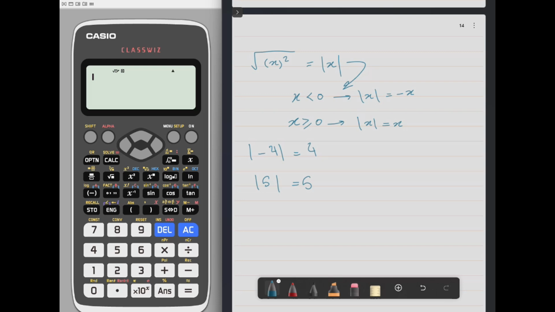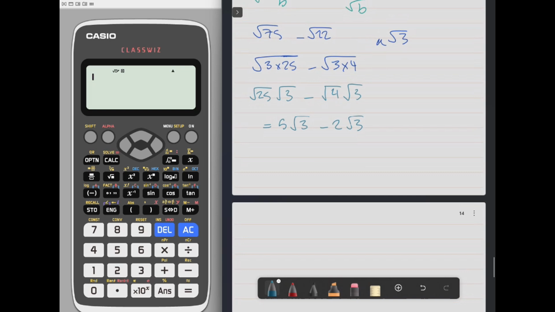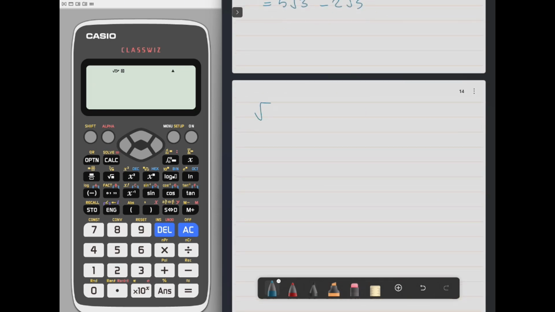If your number is negative, then it will be multiplied by minus 1. And if your number is non-negative, which is 0 and positive numbers, you will have the number itself, and the modulus will not do anything. So this is just the definition of modulus. And you have to know that root x squared is going to be modulus of x.